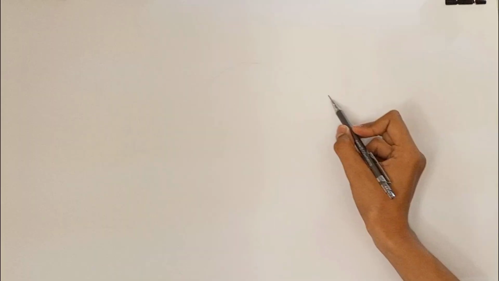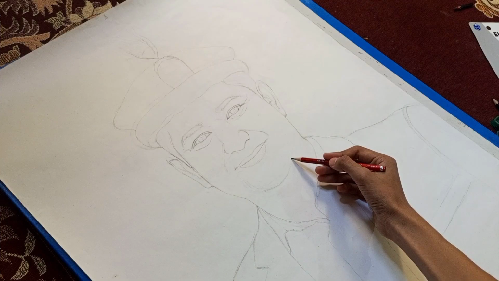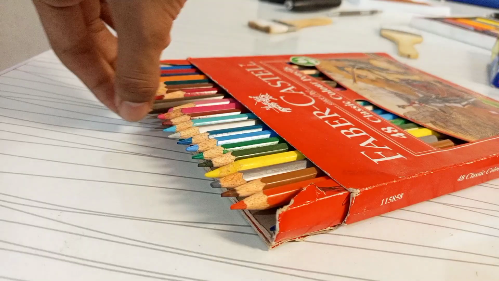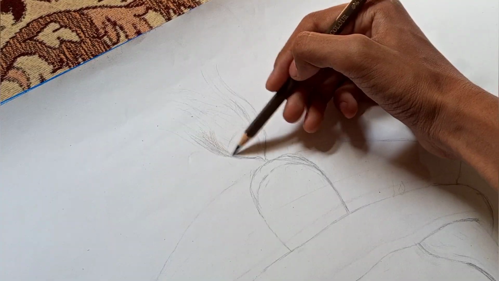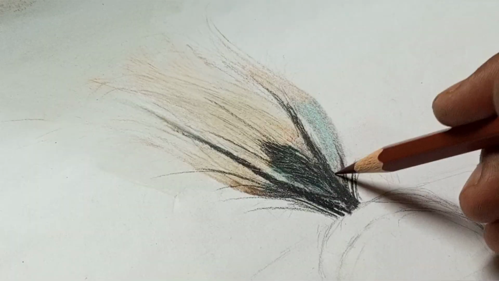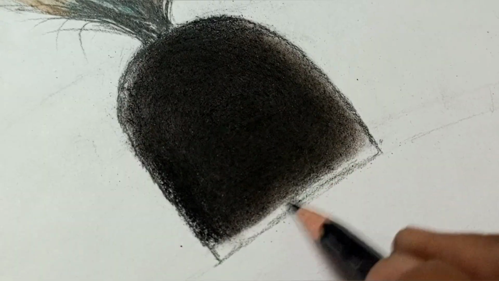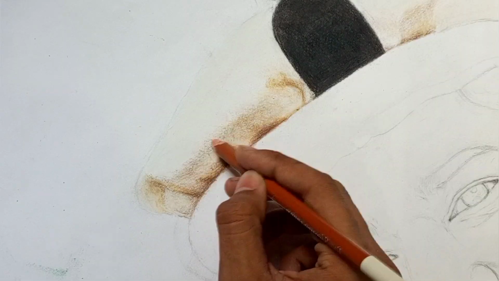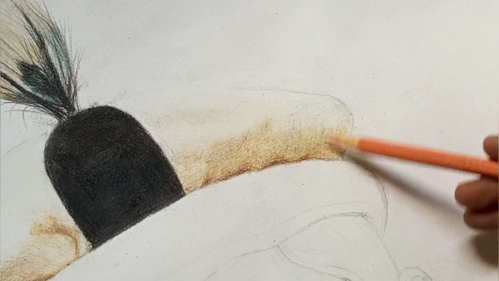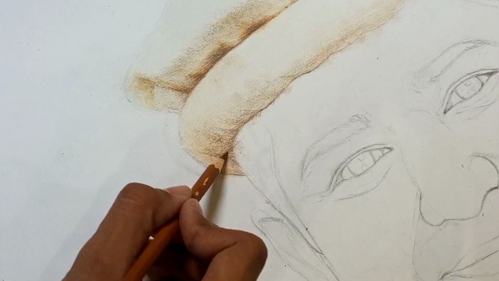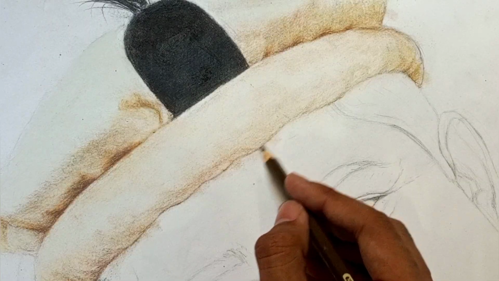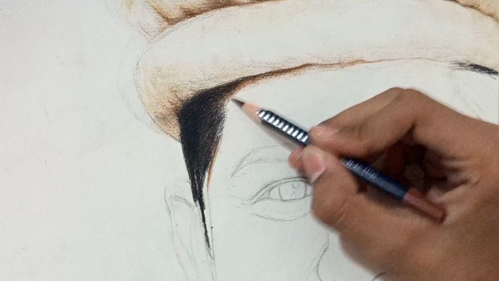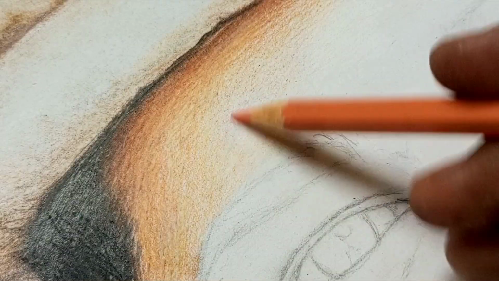I always begin by drawing the outlines of the portrait, which are the starting point. Then I start applying colors to the paper. For this portrait, I started with the head. After that, I move on to the skin tones.